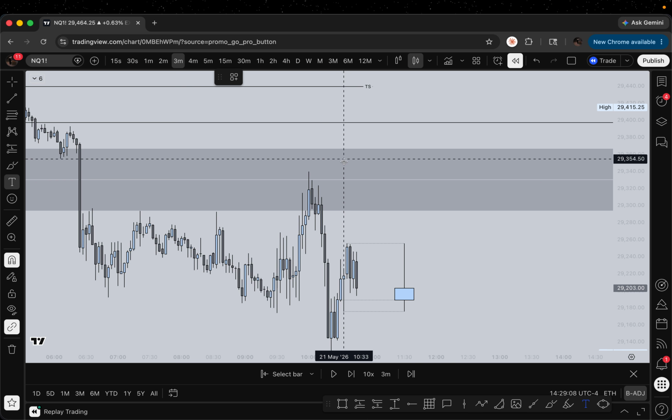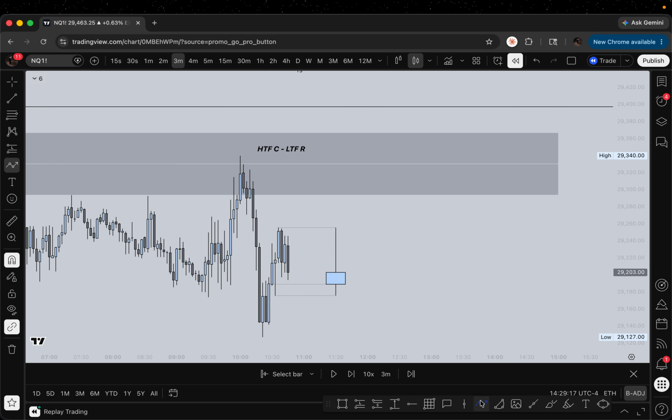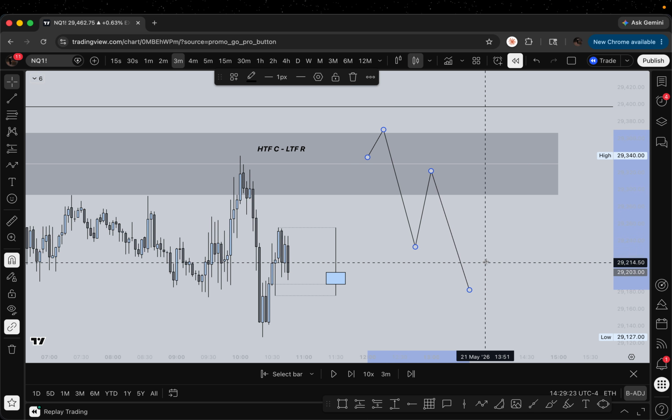I do just want to say this for the video so you guys can start to identify it in your own trading. This is a high time frame continuation with a low time frame reversal. Going back to that high time frame structure, what are we having? That turtle soup, that 1 hour fair value gap. We are in a continuation scenario on the high time frame.